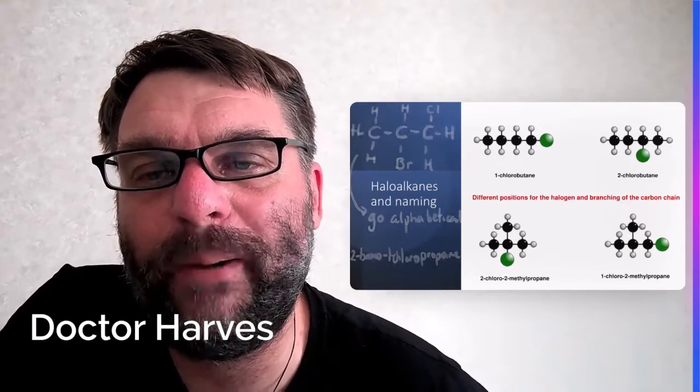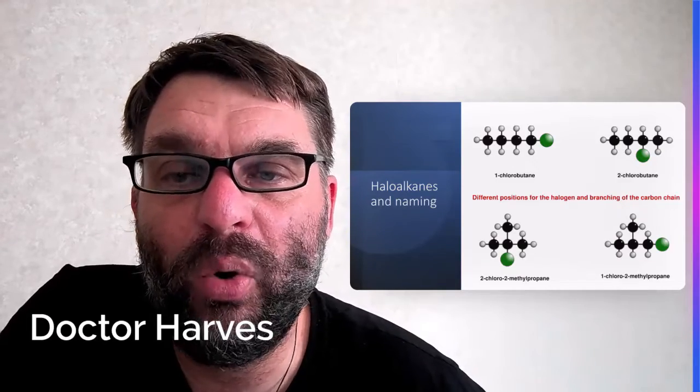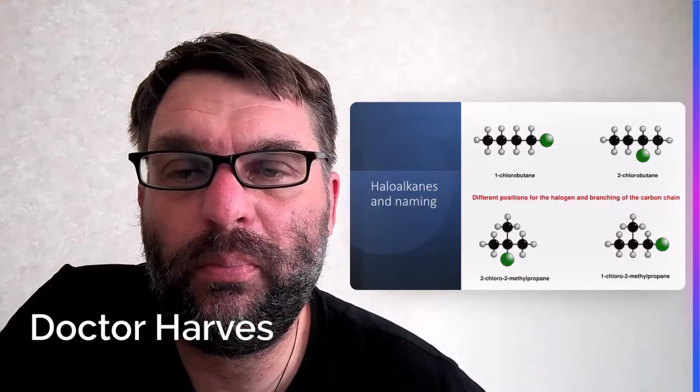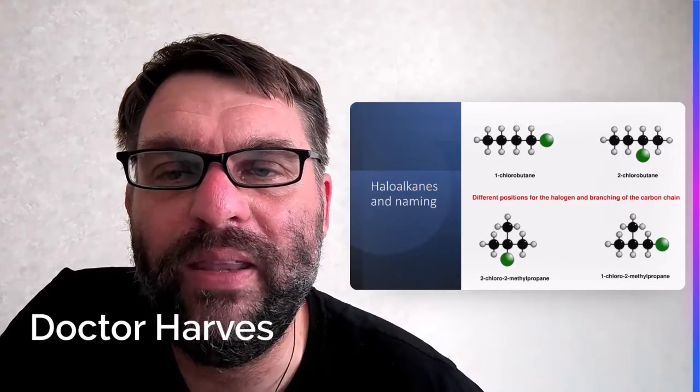Now if you have multiple halogens on your haloalkane, then it takes precedence through alphabetical order. So it would be, for example, 1-bromo-2-chloropropane, because bromo goes ahead of chloro in the alphabet.